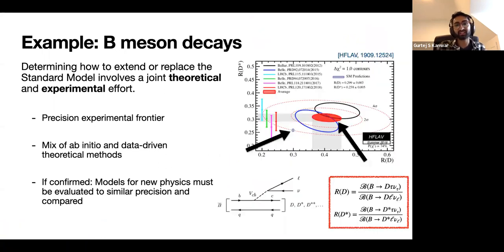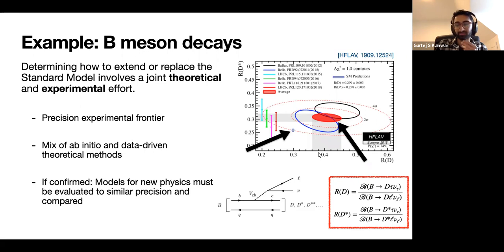Now, a second motivating example is the tensions also observed in B meson decays at the LHC, as well as in Belle and BaBar. And just to post one sort of summary statistic of this, it has been observed in the ratios of B meson decays via semi-leptonic processes, including either a tau or a light lepton, a muon or an electron, that these ratios deviate somewhat from the standard model prediction.